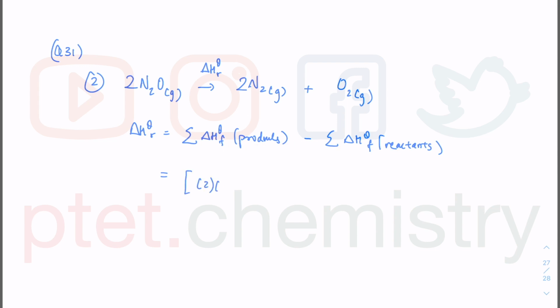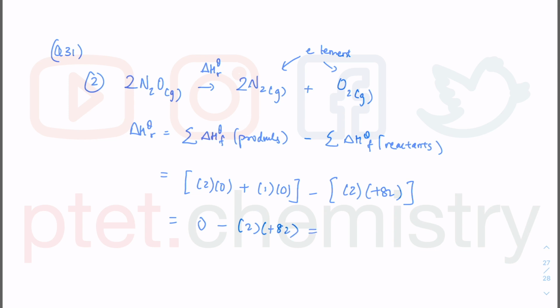So the formation of nitrogen is 0. The formation of oxygen is 0 because these are elements. I should have mentioned that earlier. So we are just getting nothing at all, it's just 0. They don't give you that at all. So what we have is just 0 minus 2 times that for N2O, which is plus 82. Without doing any calculation, you have 0 minus 2 times plus 82.